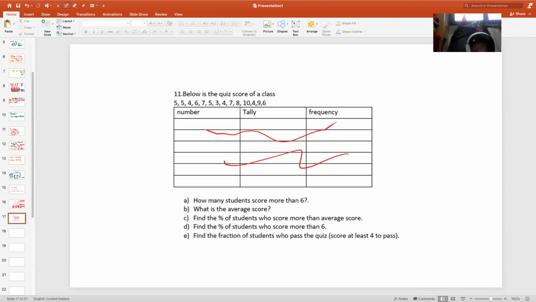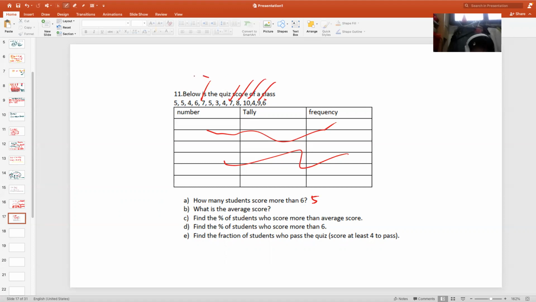How many students score more than 6? Count. More than 6, that means anything more than 6, you count. 5 below, no count. 4 below, no. 6, cannot. 7, yes. 5, no. 3, no. 4, no. 7, yes. 8, yes. 10, yes. 4, no. 9, yes. 6, no. So how many? 1, 2, 3, 4, 5. So answer 5. Are you clear? Yeah.